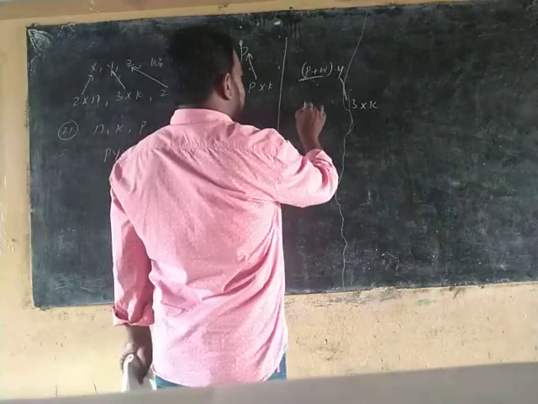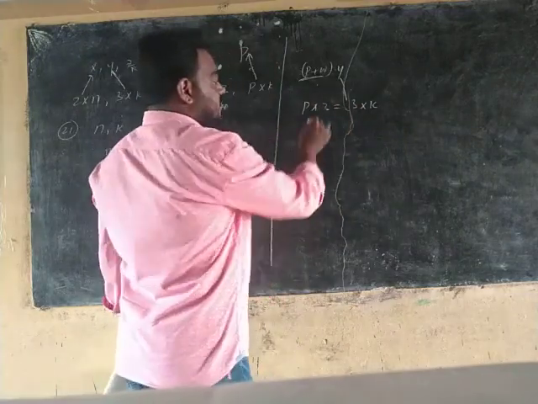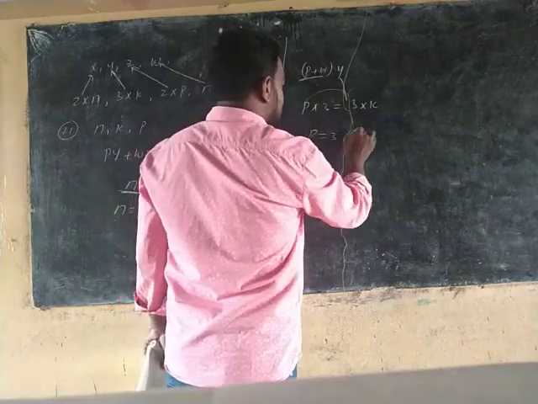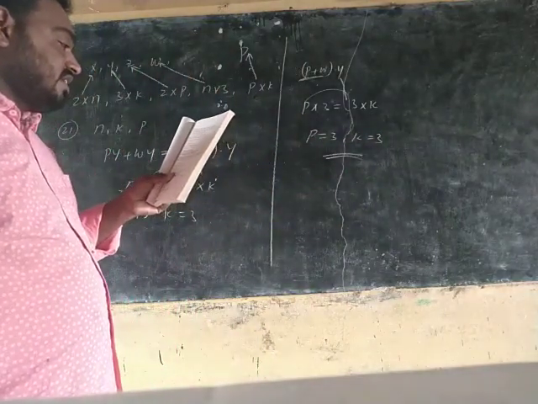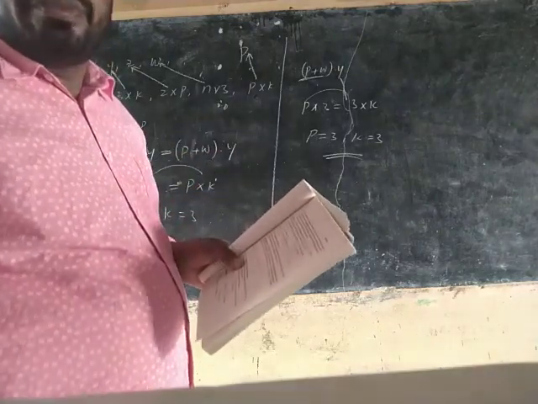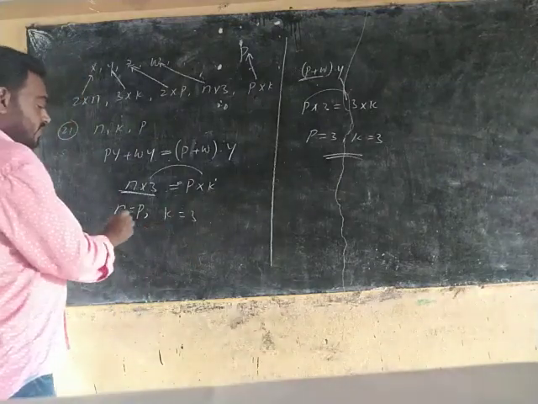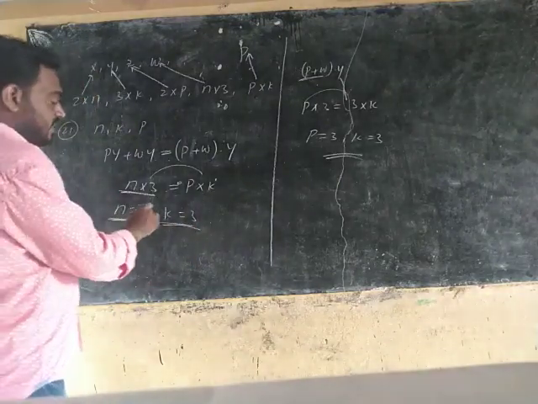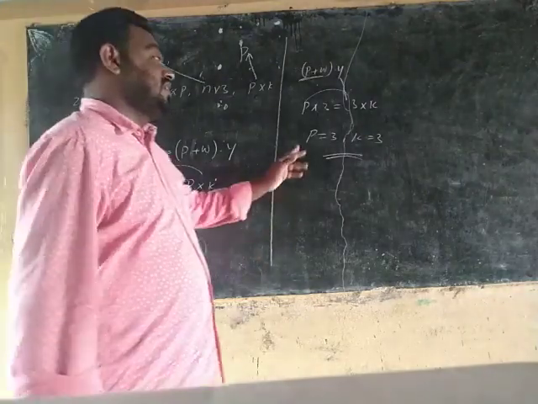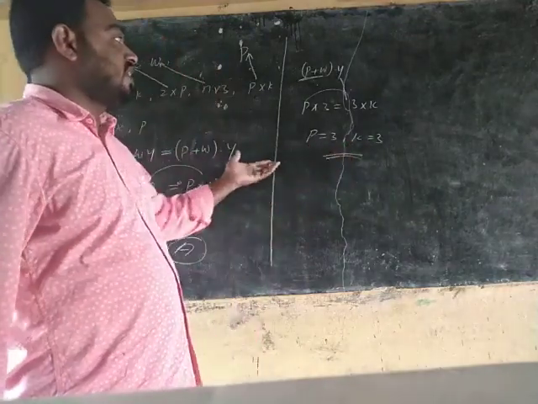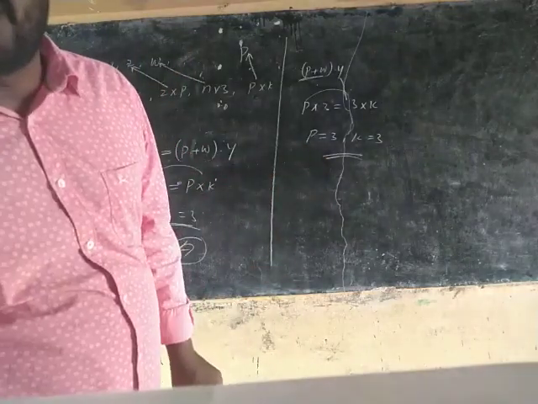So p cross 3 we are writing, these are equal. That means p is equal to 3 and k is equal to 3, which is the right answer. Which option have they given? k equal to 3, n equal to p is given. This is option A, the right answer for this question. Otherwise, if they had given p equal to 3, k equal to 3, this is also a correct answer. Sometimes they ask like this also in competitive exams.